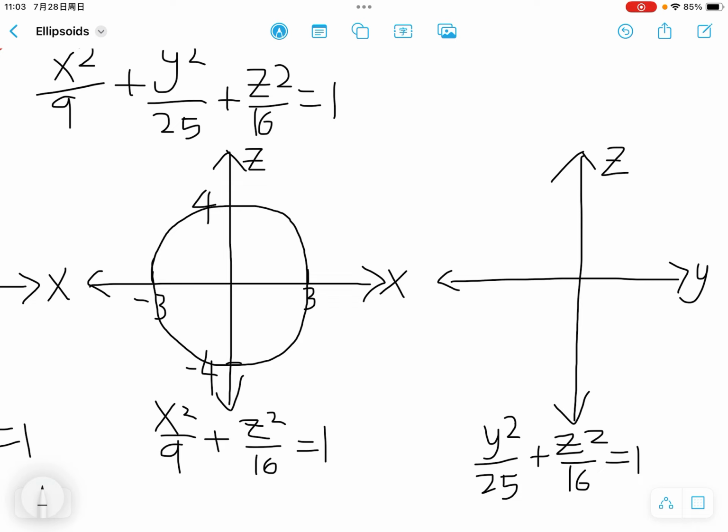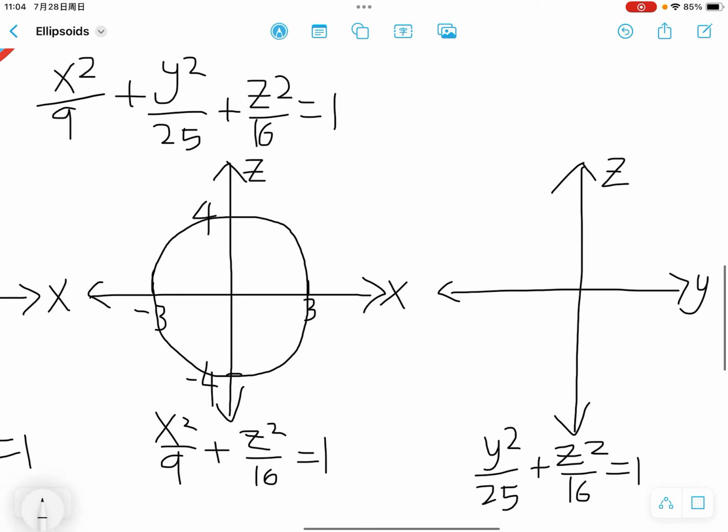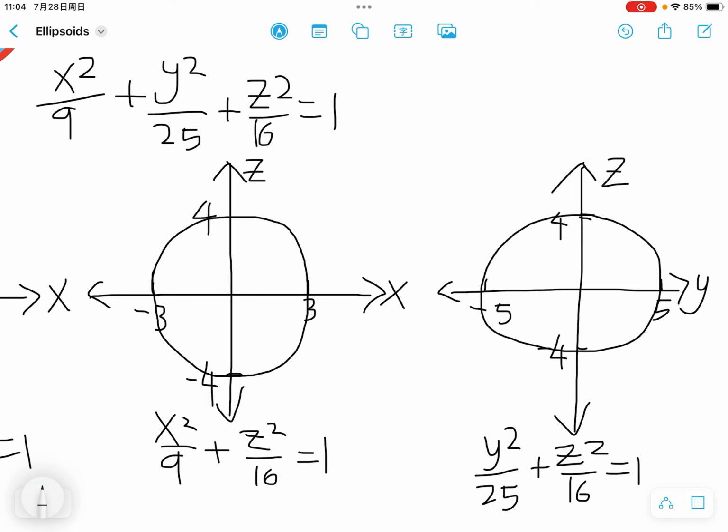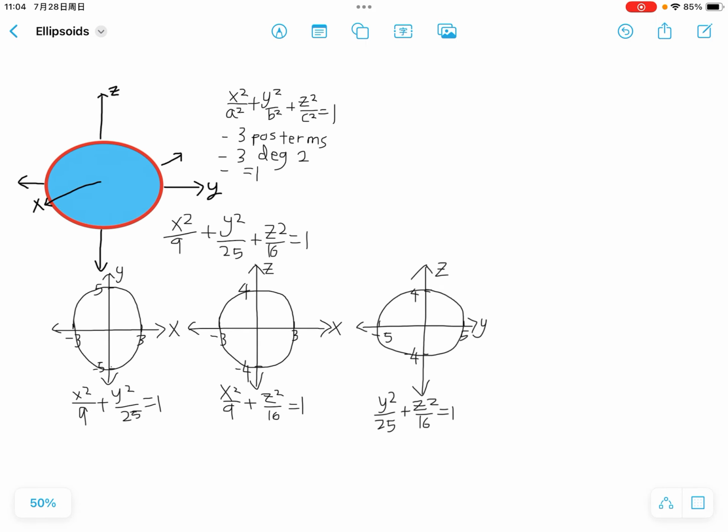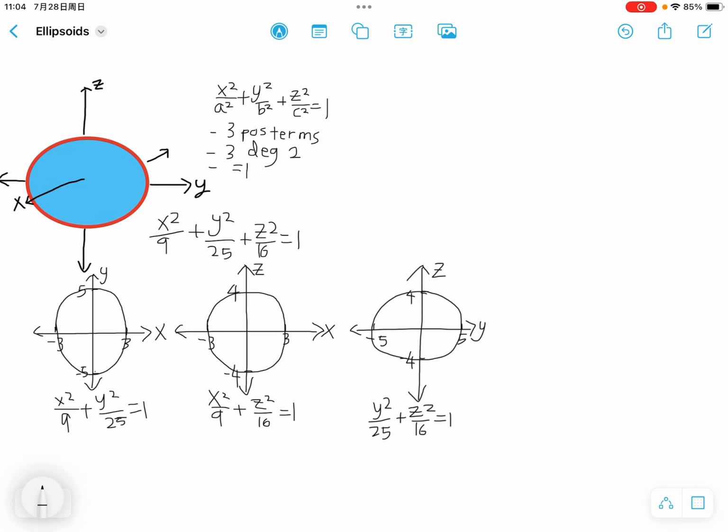So we have Y squared over 25 plus Z squared over 16 is equal to 1, and that's still an ellipse. So we have our major focus and our minor focus. If we connect these points together, we approximately have this ellipse shape. So now we can combine the three ellipses we have, and we can draw this graph on the 3D coordinate system. So I'll just draw the 3D coordinate plane first.